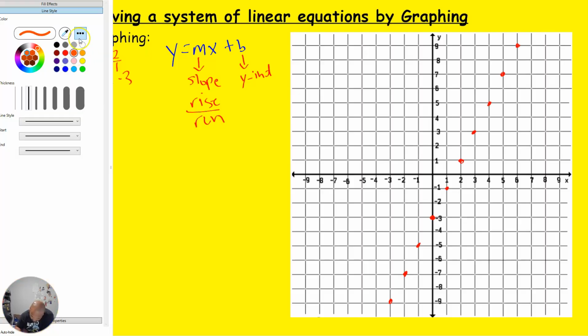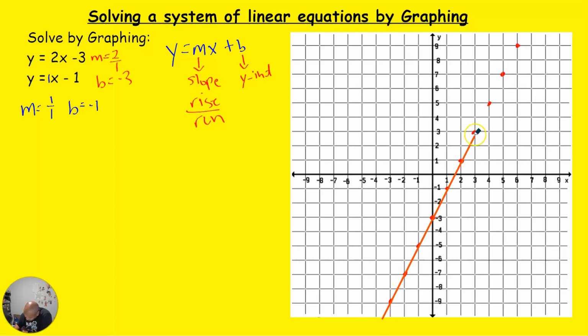Let's do red, and it should look something like this. A couple of things you want to make sure you do: always put arrows on the ends of your lines. And also, if you're going to graph more than one line on a coordinate plane, you want to make sure you label your line. So this line would be y equals 2x minus 3.